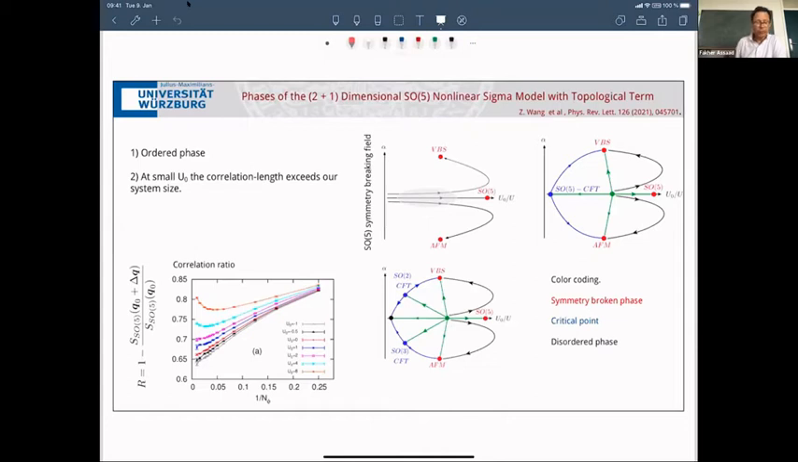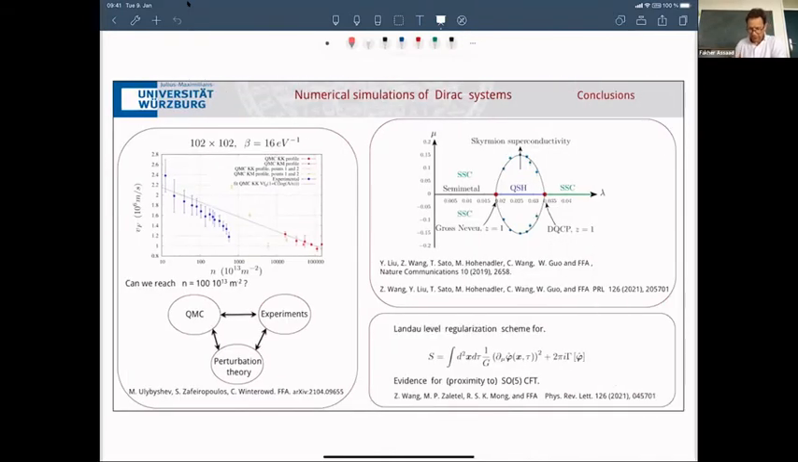So this is one interpretation of the results. Go to the paper and read more if you want to discuss with me this afternoon. So apologies for being late. These are the conclusions.